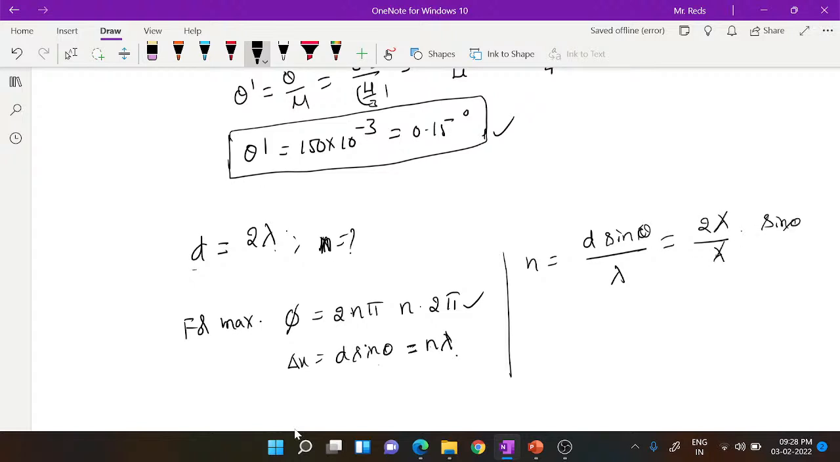Then you will get 2 into sin theta. But here, for bright fringes, you have mentioned the slit separation. Beta is the value.